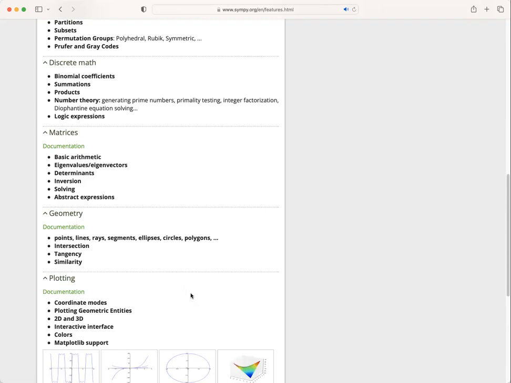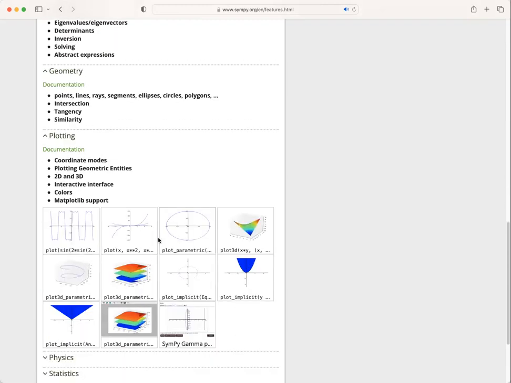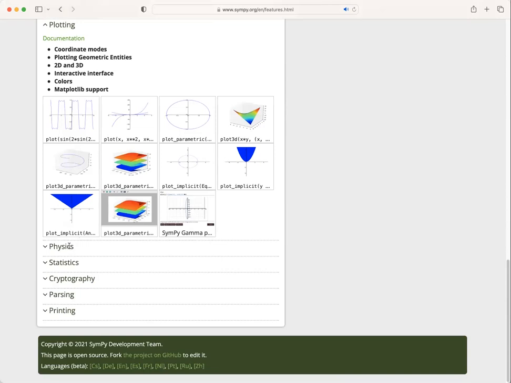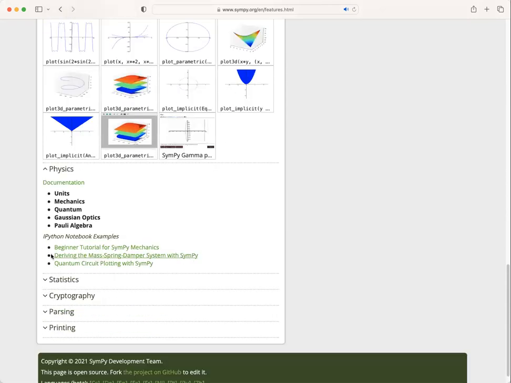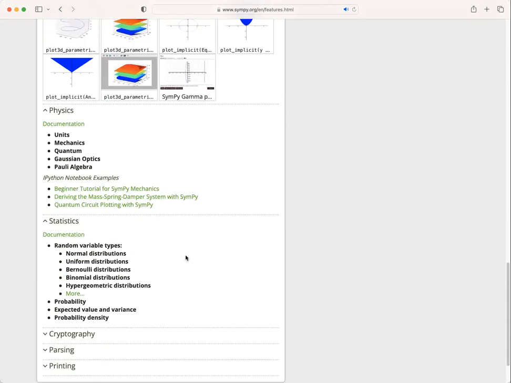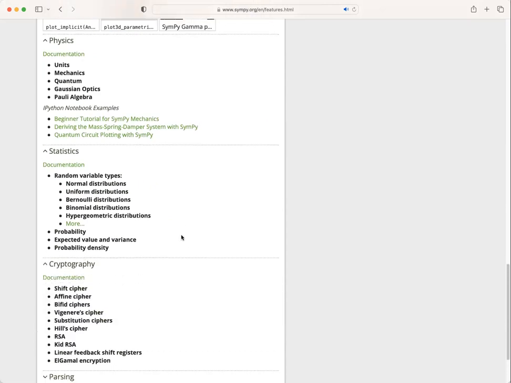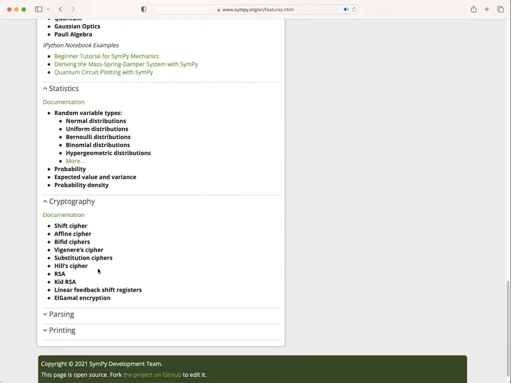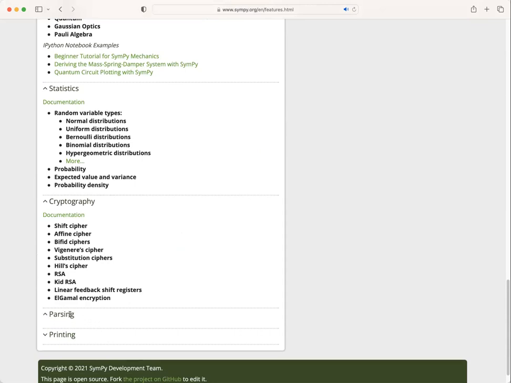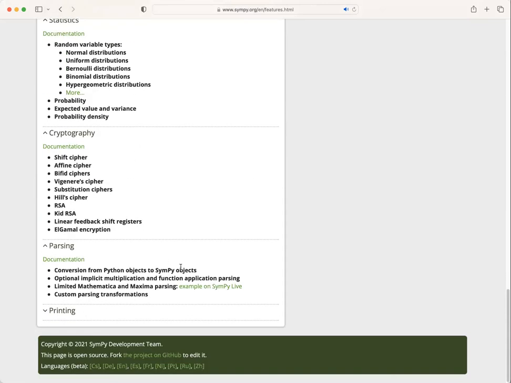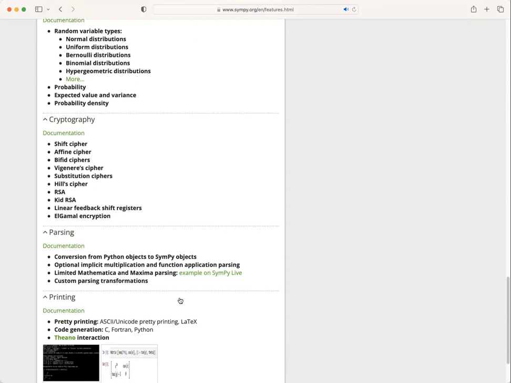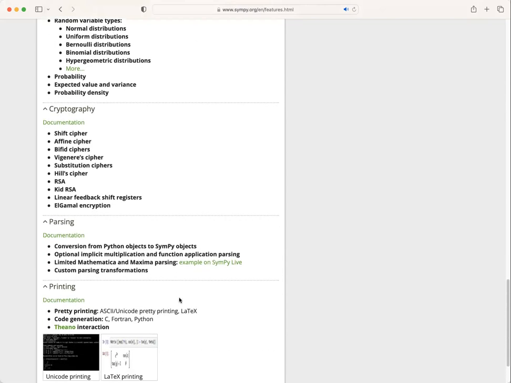Similarity. There's plotting built in, so you can do 2D and 3D, different kinds of plots, which are kind of cool. There's some stuff built in for physics. There are some statistical functions built in, and a cryptography function that's built in, including RSA, which is a big one. We can convert from Python objects to SymPy objects, things like that. And then there are some printing functions which make it look nicer.